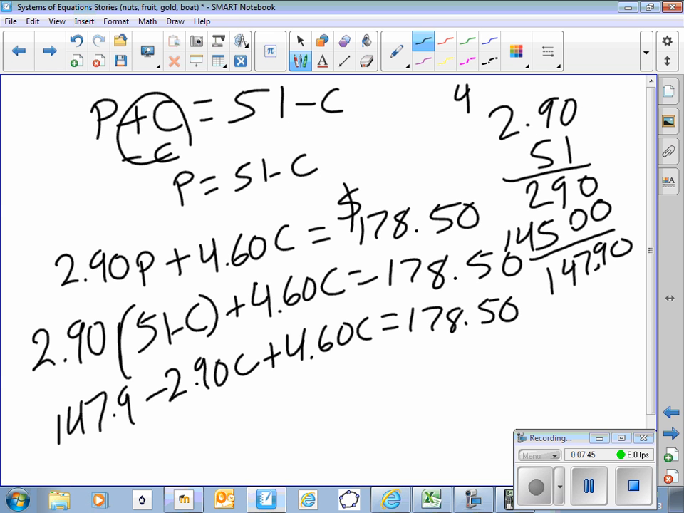Well, let's subtract $147.90 from each side. Well, 50 cents take away 90 cents. We're going to have to borrow, make that $1.50 take away 90 would be 60 cents. So that means we had to borrow 1 from here, make that a 7. 7 take away 7 is 0. 7 take away 4 is 3. 1 take away 1 is 0.